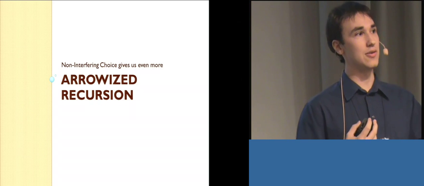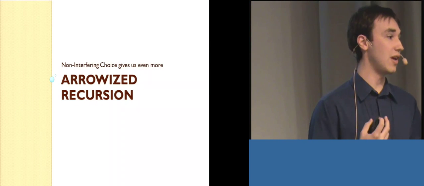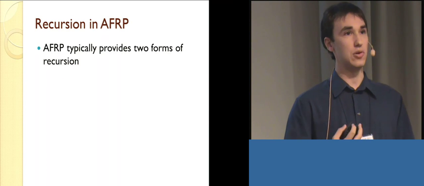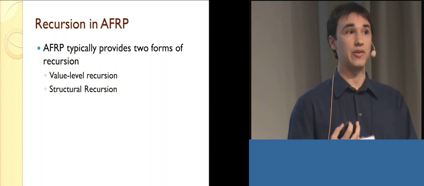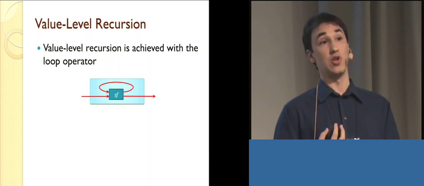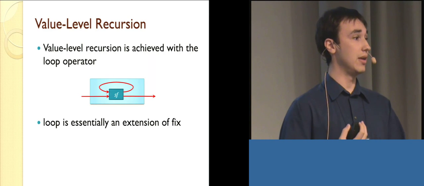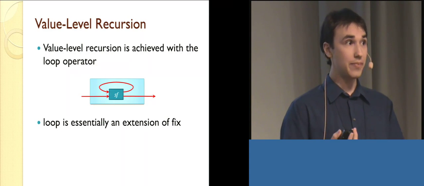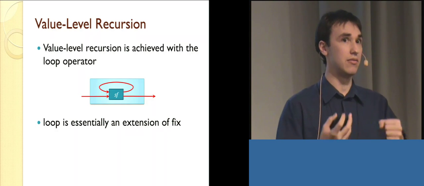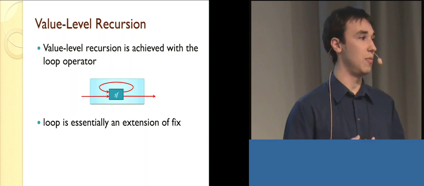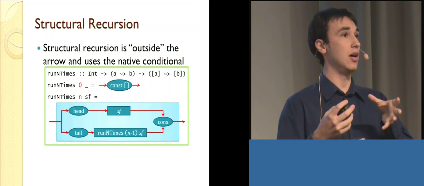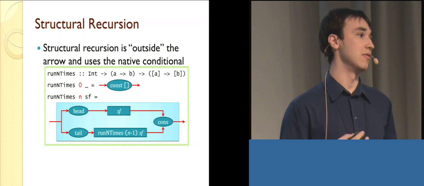So non-interfering choice actually allows us to do one other cool little thing, which is arrowized recursion. So recursion in FRP typically comes in two forms. There's value level recursion and structural recursion. Value level recursion is basically just a loop operator. It allows us to do something like a fixed point on a value on a stream in the signal function realm, in the arrow realm. Structural recursion uses the native language's choice, totally outside the signal function.